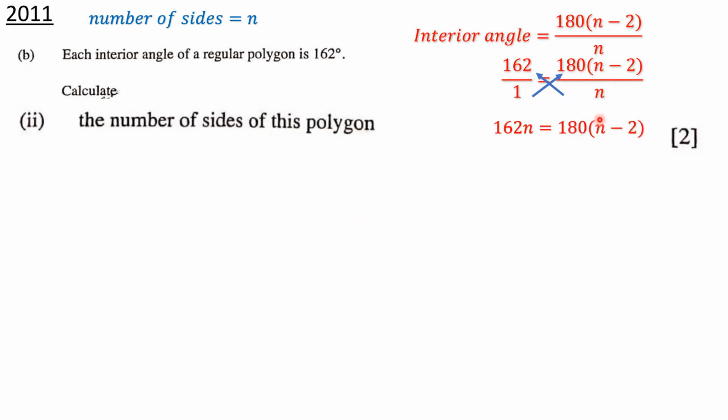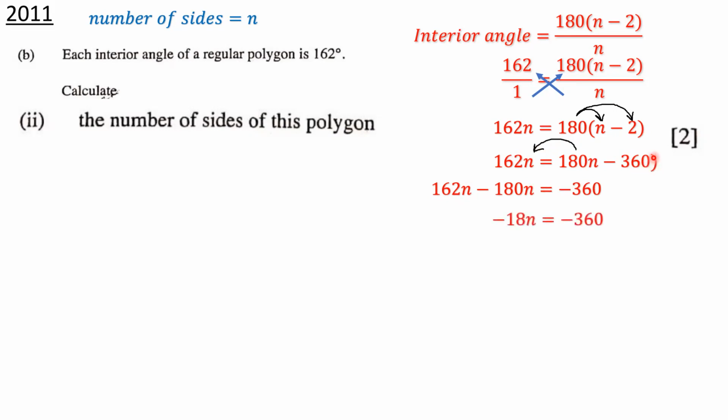What we're going to do at this point is distribute. So 180 multiplied by n is going to be 180n. And 180 multiplied by 2 is going to be equal to 360. So we're going to send the 180n all over the equal sign. So that's going to be 162n minus 180n equals negative 360. Again, I'm not supposed to have this bracket here.